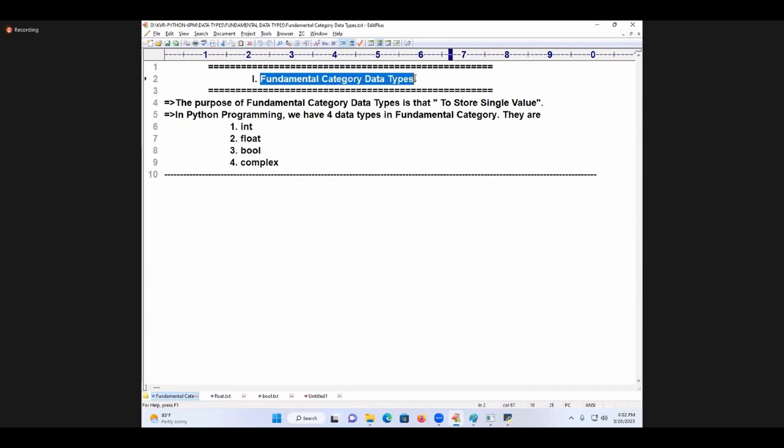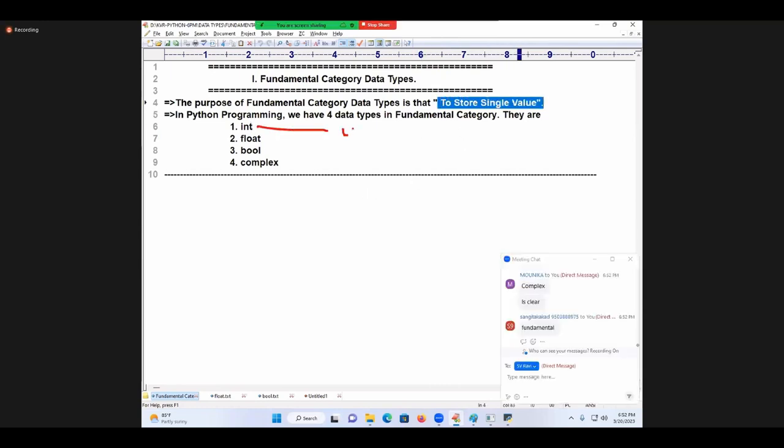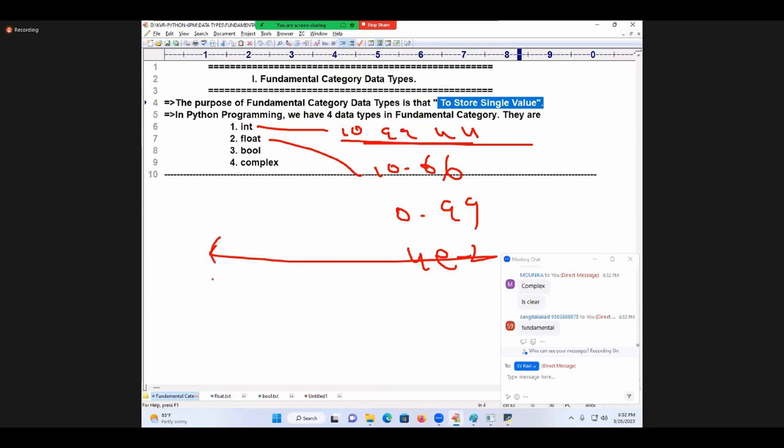Which category? What is this now? The purpose of the fundamental category data type is to store which value? Did you understand the meaning of a single value? Example 10, 99, 44, all of them are single values or not? No decimal places. Float: 10.66, 0.99, 4e-2. Do you know all these things are which type?